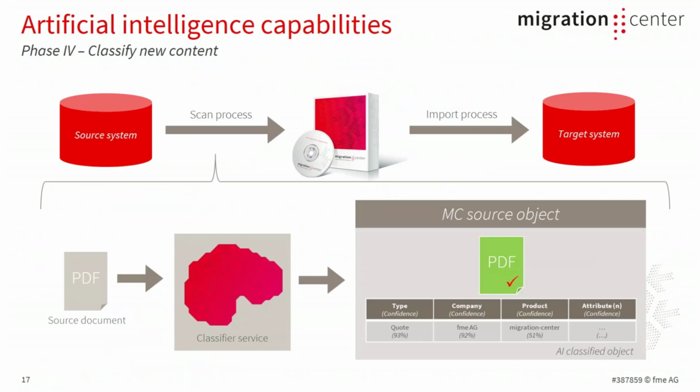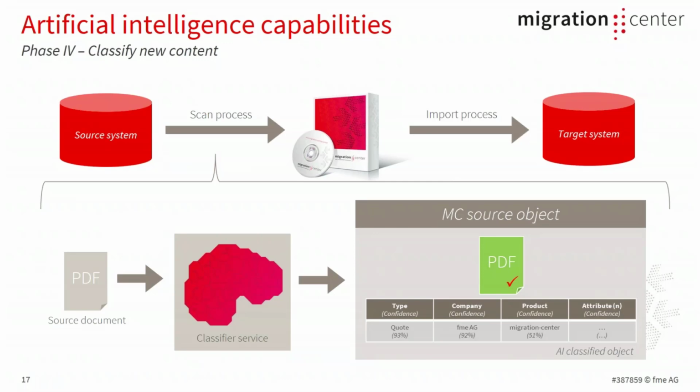So we go to the next phase, classifying the content. First of all, of course, again we use Migration Center. We scan the source system, which means we extract the information from the source system, and later on we import the documents into the target system with Migration Center. That's the nature of the product. And during the scan process, the classification happens.